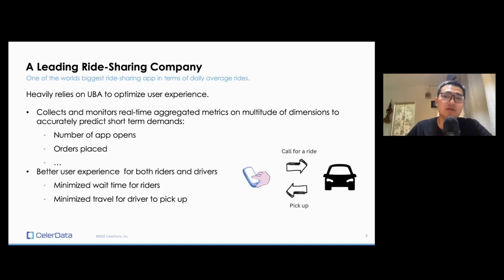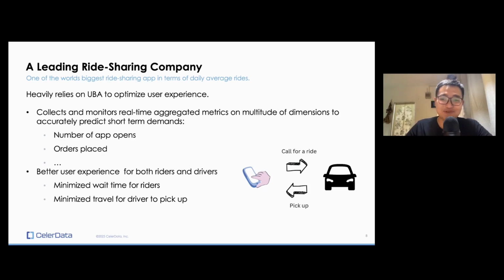So this platform has two types of users. One type is the rider, and the other one is the driver, right? The rider pulls out the app, puts in the destination, and calls for a ride, and the driver comes, picks them up, and drives to the destination. Pretty straightforward, right? And what they do is pretty interesting with user behavioral data.